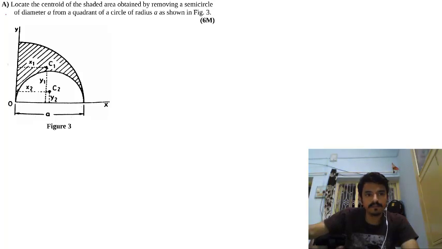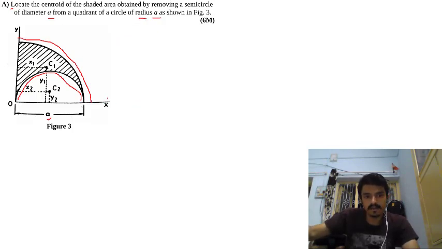Solve this numerical. Locate the center of the shaded area obtained by removing a semicircle of diameter A. So for this semicircle, A is given, so that will be the diameter. This A is also the radius of the quadrant of a circle. So for this quadrant of circle, A will be the radius.